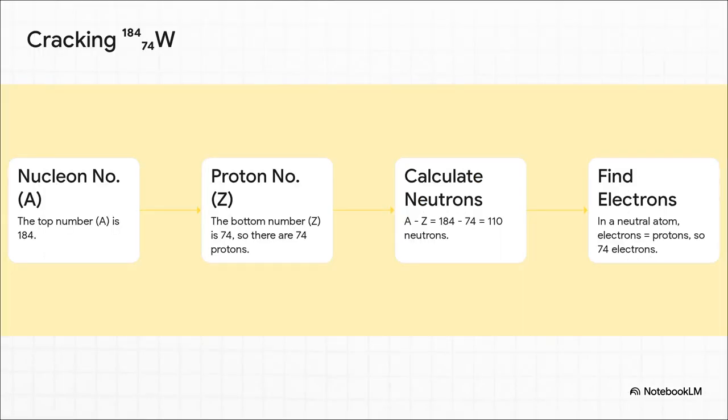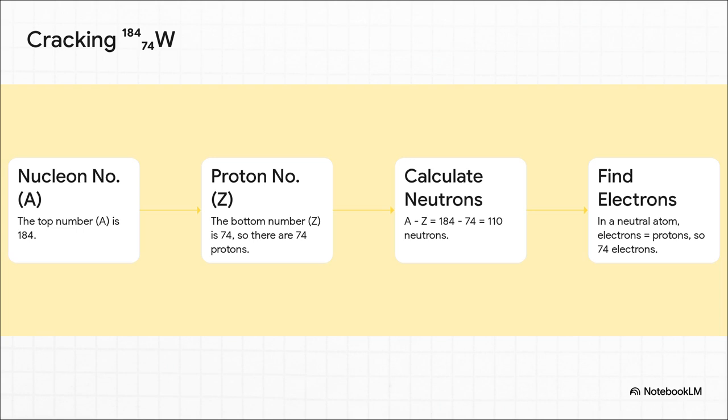Okay, let's try it with a real example. Let's crack the code for tungsten 184. So the top number, A, is 184. The bottom number, Z, is 74. Right away, we know it has 74 protons. To find the neutrons, we just do a little subtraction, A minus Z. So 184 minus 74 gives us 110 neutrons.